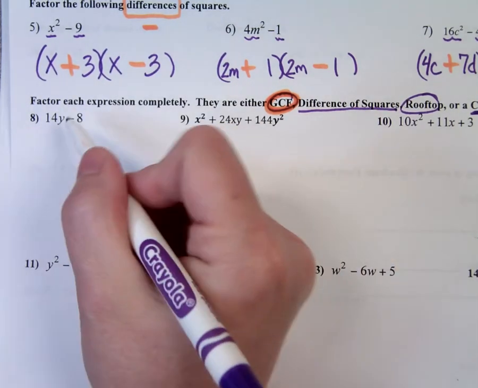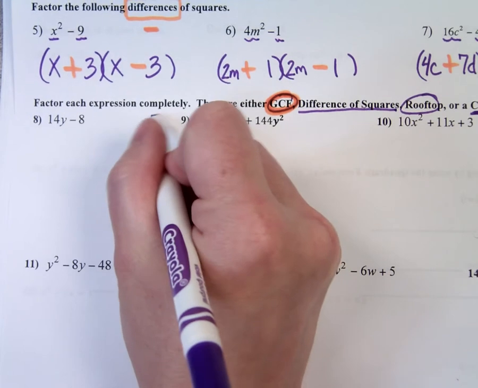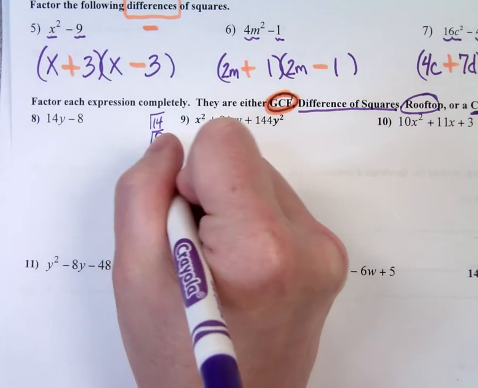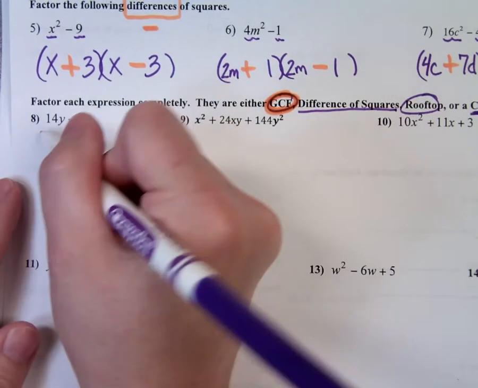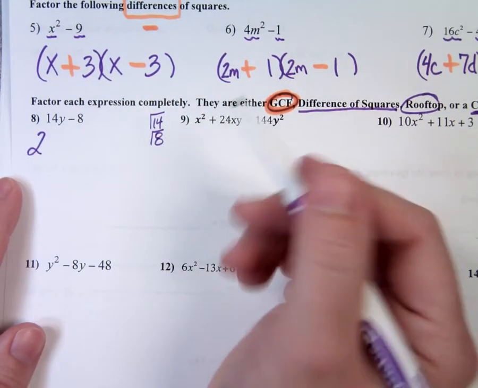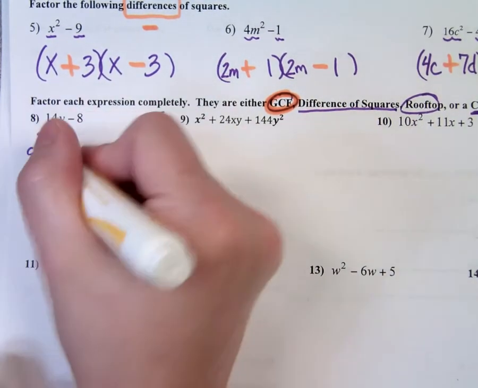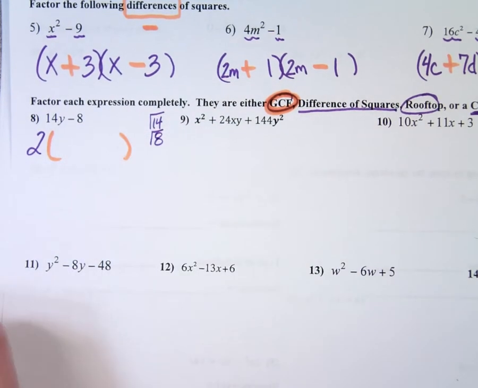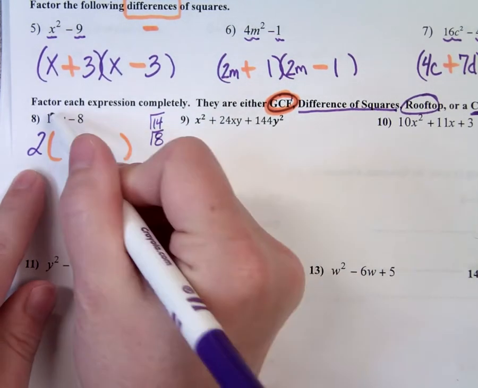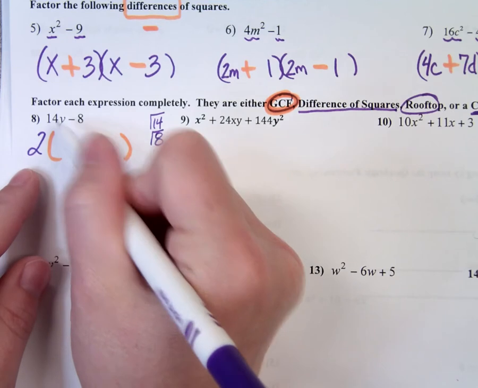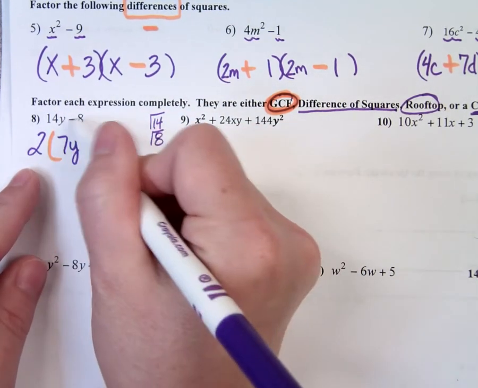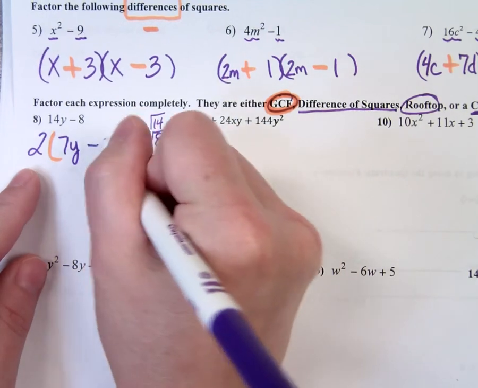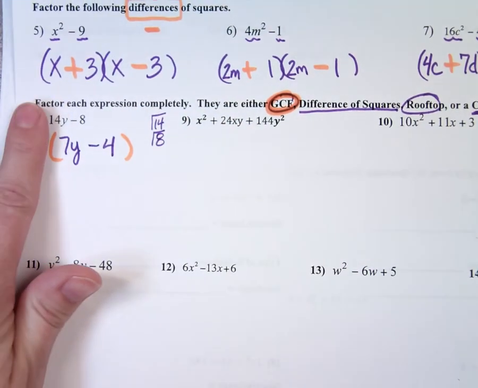So number 8, is there anything that will divide into 14 and into 8 evenly? And what's the greatest thing? 2. Now, do they both have y's? Nope. So I build my 1 set of parentheses back behind it, and then 2 times what gives it back. So 2 times what makes 14y, 7y. 2 times what makes negative 8, negative 4. And then I cover my GCF up.